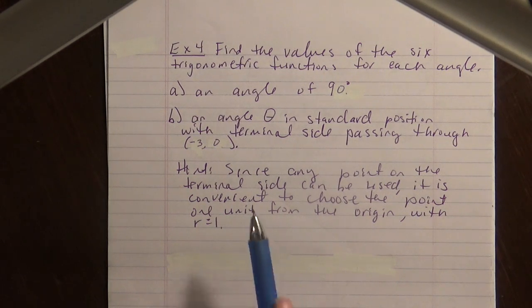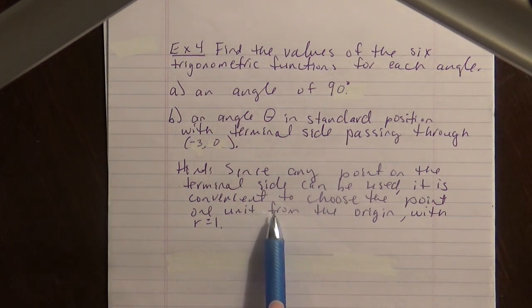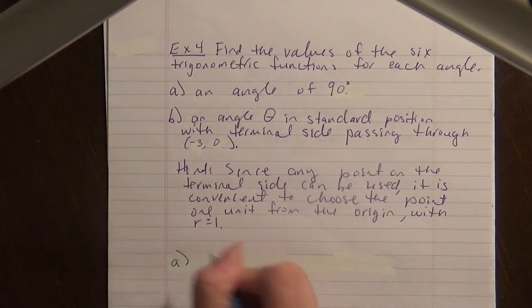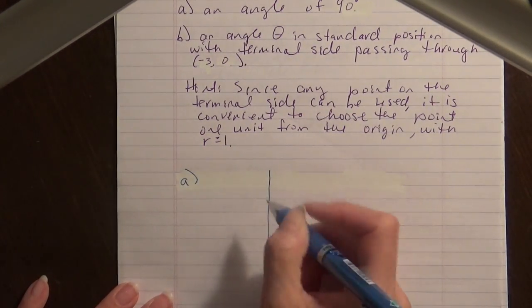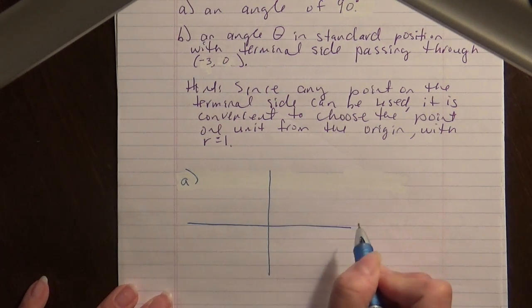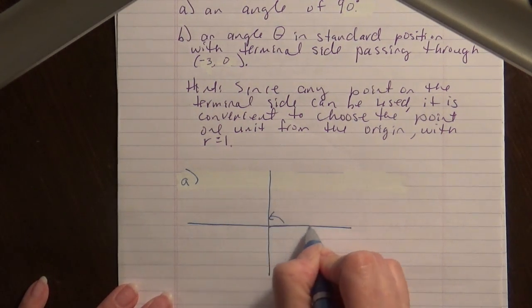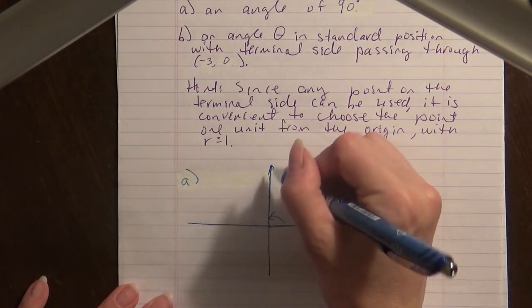And we have a hint that states since any point on the terminal side can be used, it is convenient to choose the point 1 unit from the origin so that you have a radius of 1. So in part A, draw a picture. We've got a 90-degree angle, okay? So it's like this. So here's the initial side, here's the terminal side. We're going to choose a point on the terminal side.